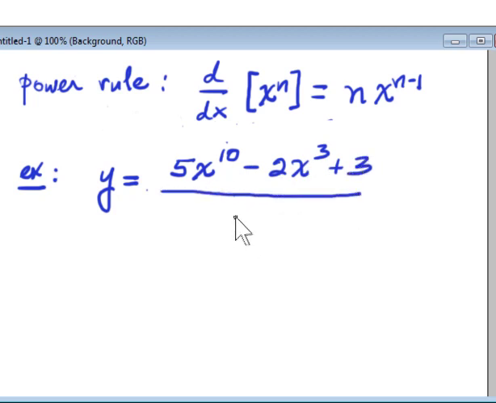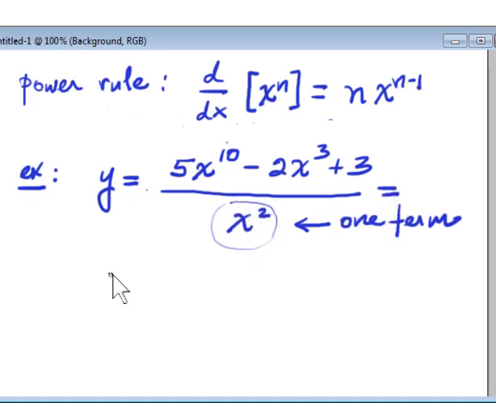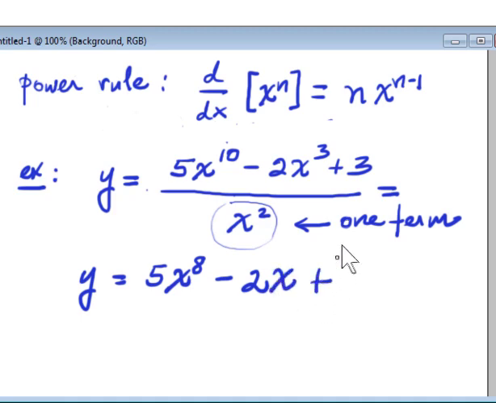Okay, we have a quotient, and notice in the denominator we have only one term. So when we are in this situation, we can divide by that one term to get a sum of powers. So we'll divide the numerator. All right, so we have y is equal to 5x to the 10 minus 2, that's 8, minus 2x to the 3 minus 2, x to the 1, plus 3 divided by x squared, that's 3x to the minus 2.